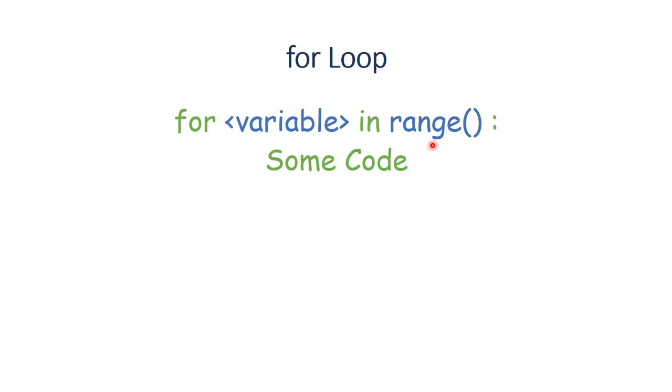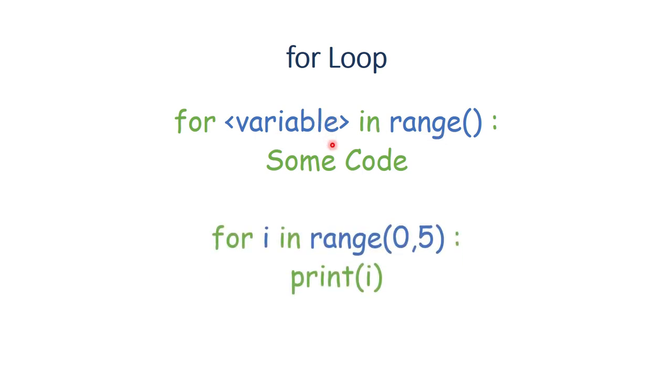For example, if the list contains 1 2 3 4 5, our code will run 5 times. If the list has 1 to 10 numbers, our code will run 10 times. And after that we have a colon, and when we press enter, in the new line we have our code which will run multiple times in this for loop.